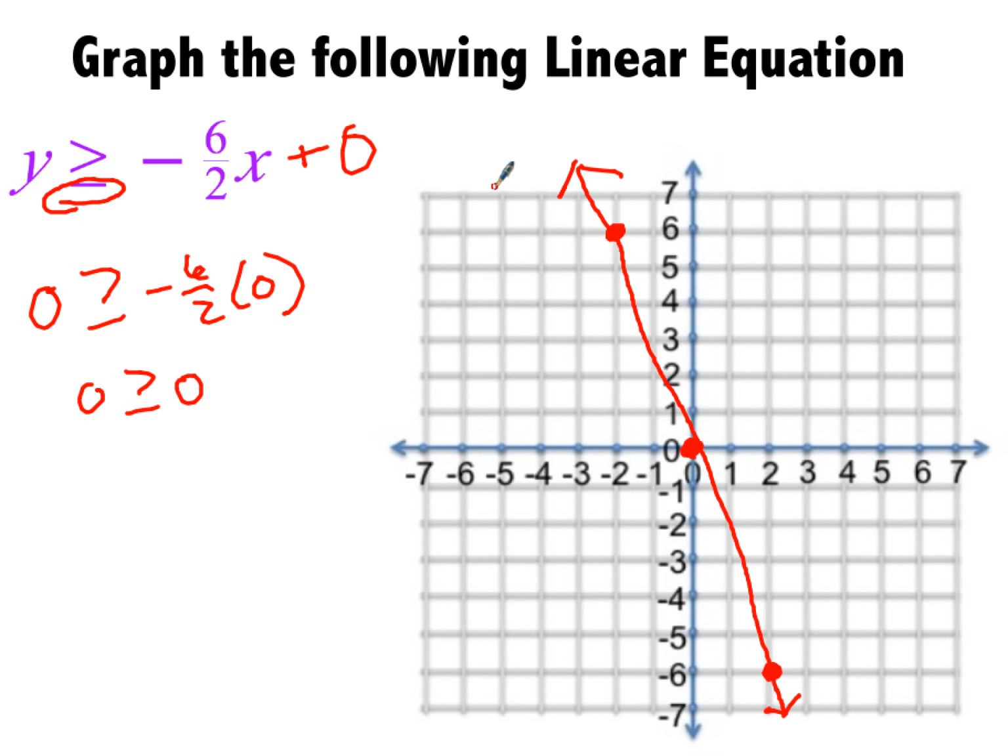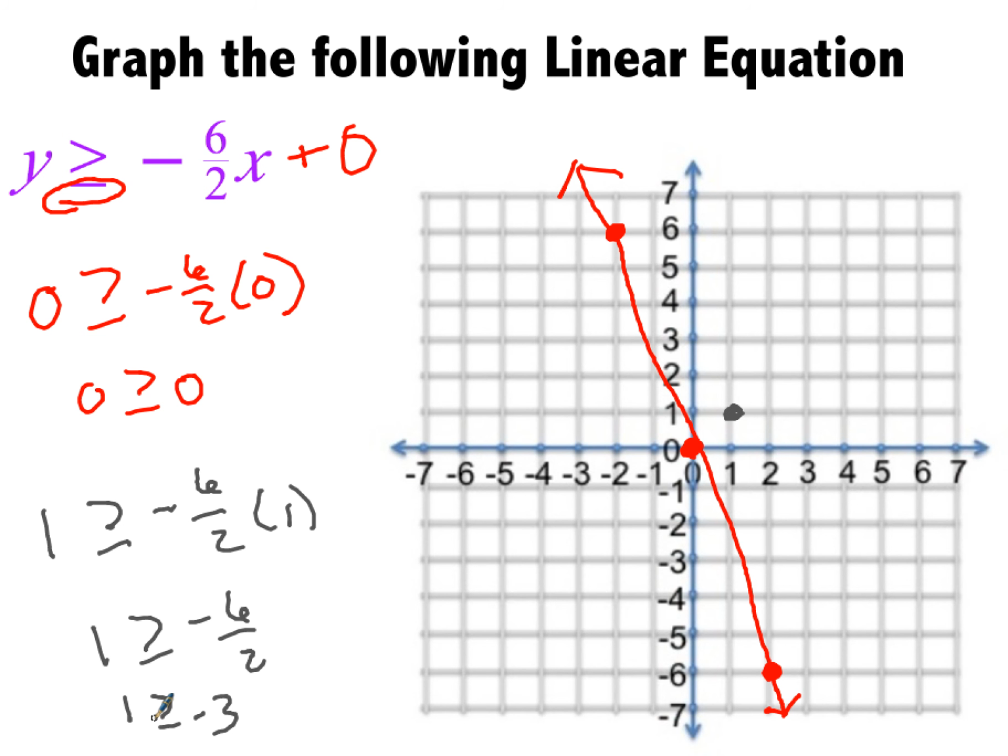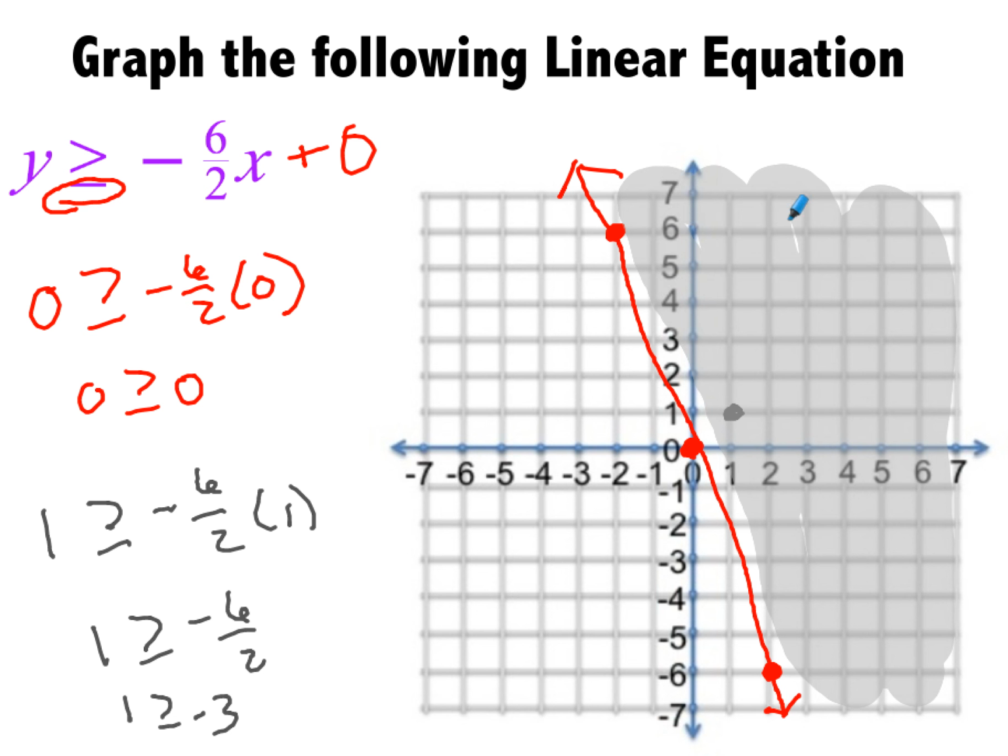So I'm going to use another really, really easy point. I like to use the point (1, 1), if I can. I think 1s are really easy to work with because I get 1 is greater than or equal to -6/2 times 1. So 1 is greater than or equal to -6/2. Isn't -6/2 just -3? Is 1 greater than or equal to -3? And the answer is yes, it is. So because of that, this side of the graph is my solution. So I can go ahead and shade over here, and I'm done. All of these points are part of the solution to this inequality.